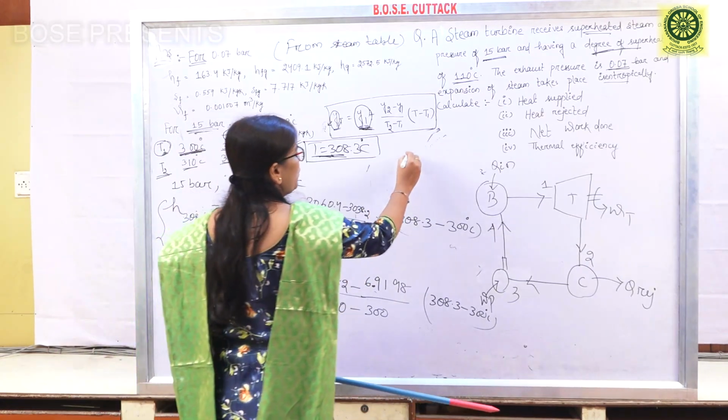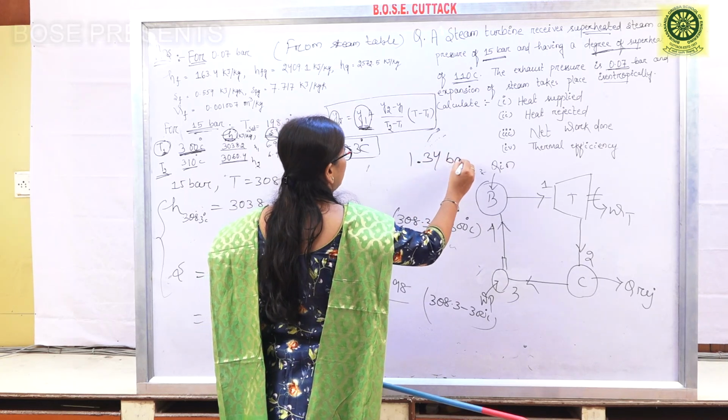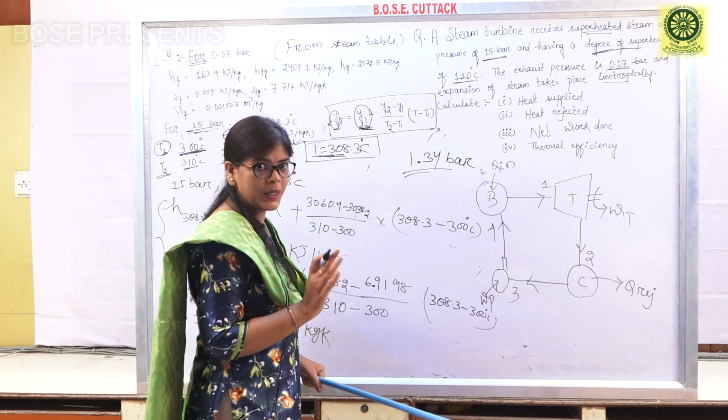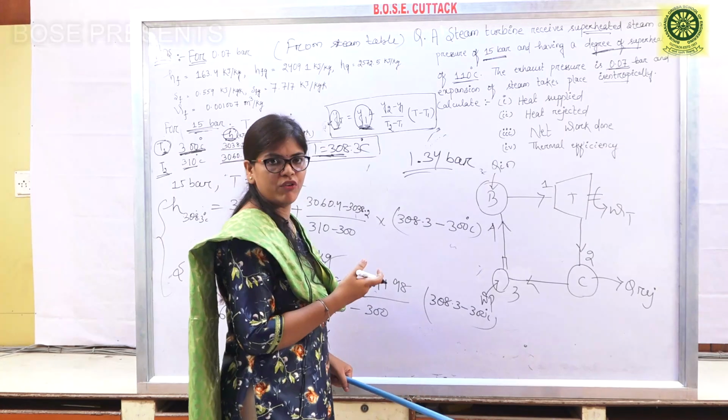Suppose I want to find out for 1.34 bar pressure, which is not mentioned in your steam table, but you want to find out for this pressure.